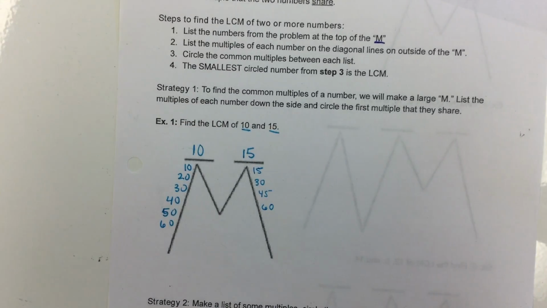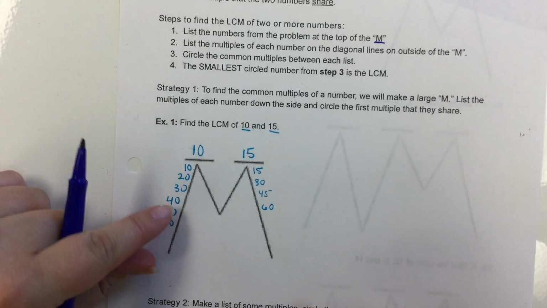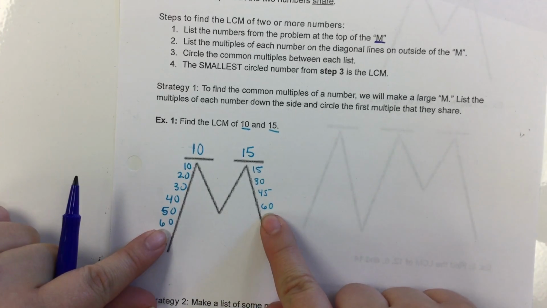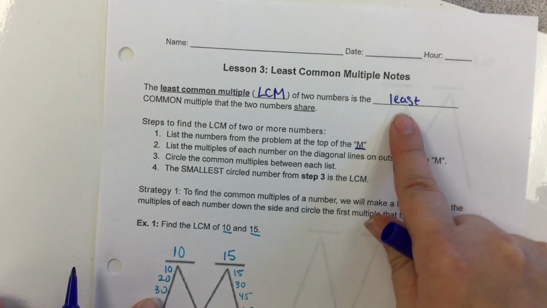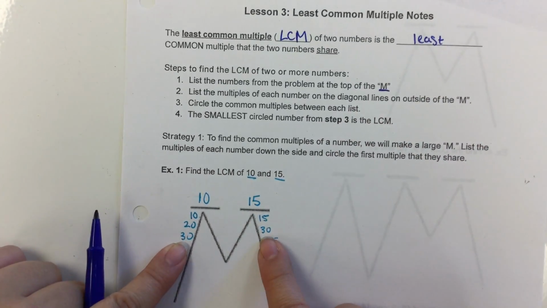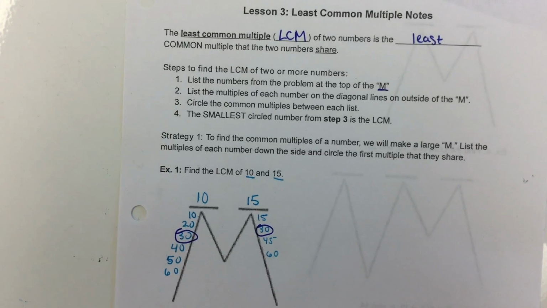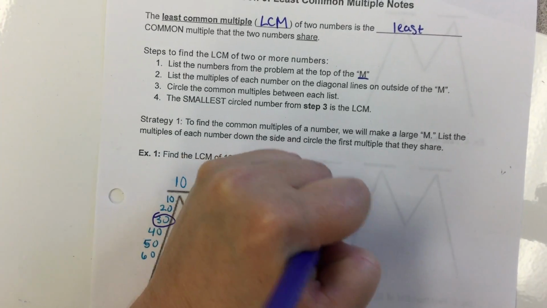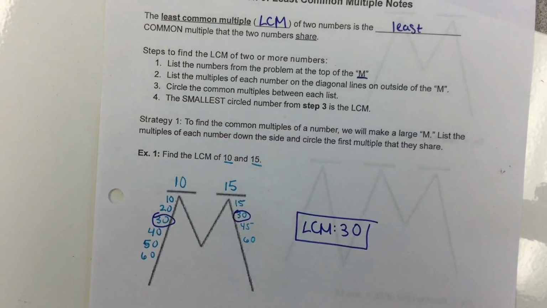60. Okay, at this point I can stop because I actually have two common multiples. I have 30 and I have 60, both of which are listed on both sides, but I'm looking for the least common multiple, so I'm going to be circling 30. And now I can say that my LCM, or my least common multiple, is 30.